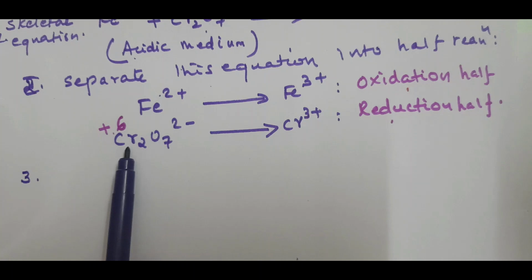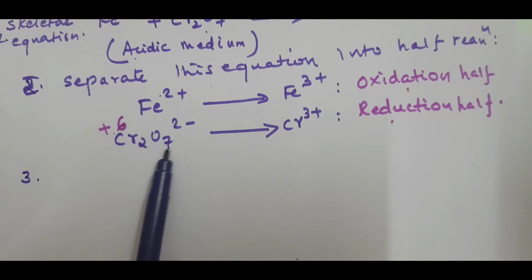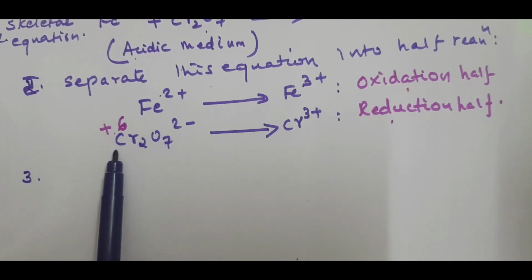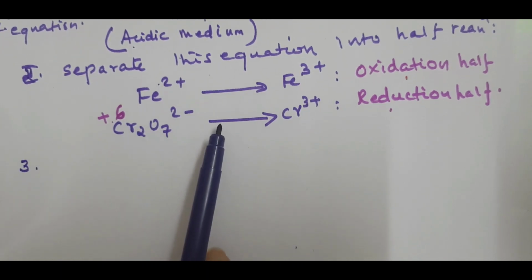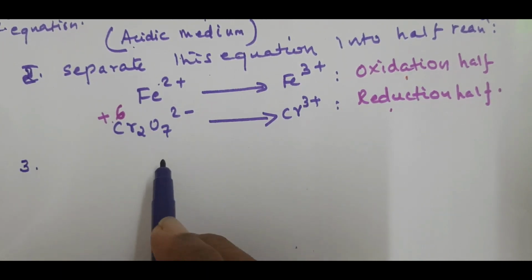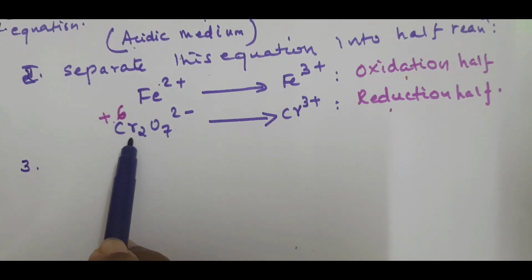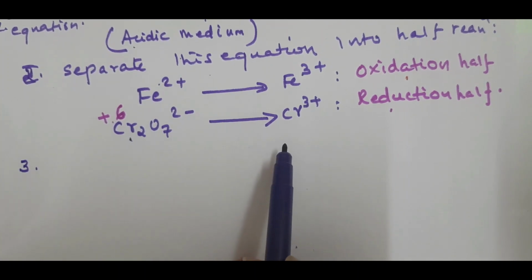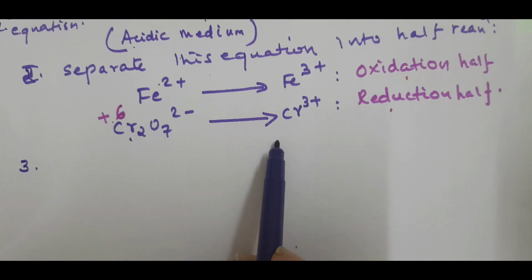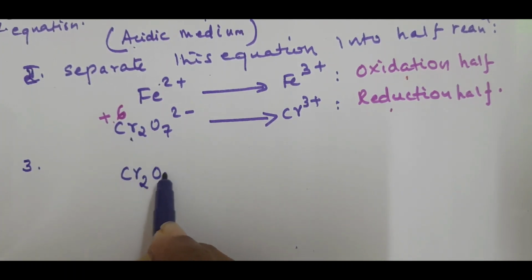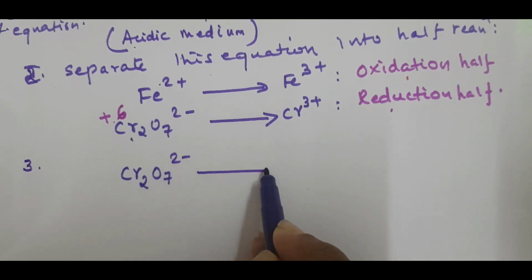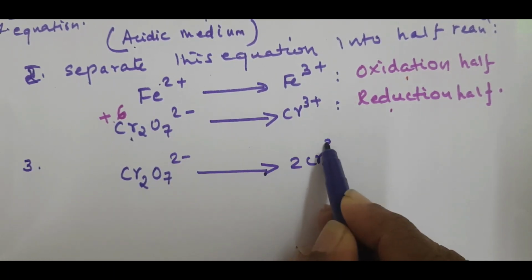Correct. Now here you are not going into oxygen, you are going only the chromium. The rule says that other than oxygen and hydrogen, you balance it. Correct. So in this second case, there are 2 chromium atoms. So you have to multiply this by 2. So the new reaction will be Cr2O7 2- will give you 2 Cr3+.